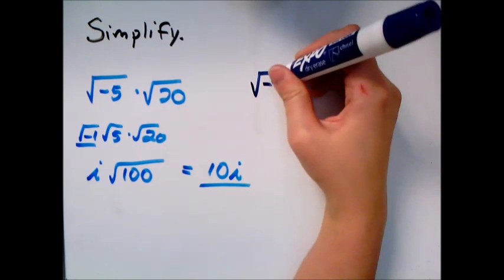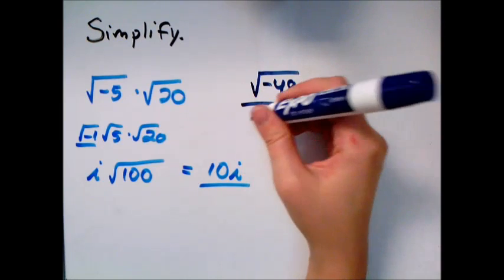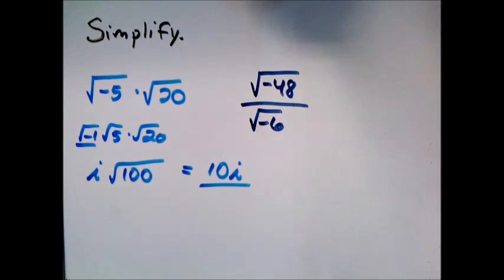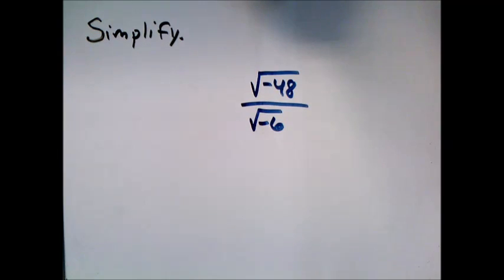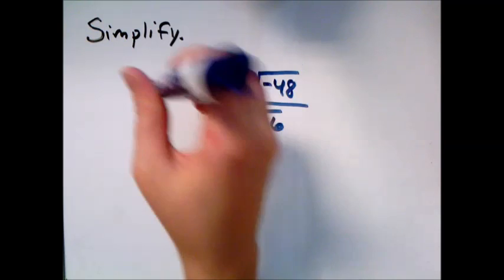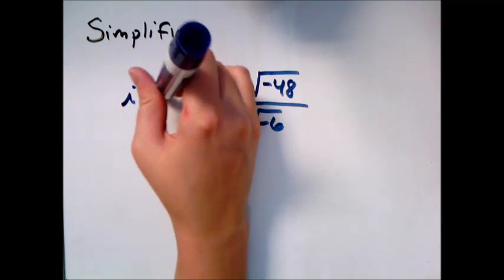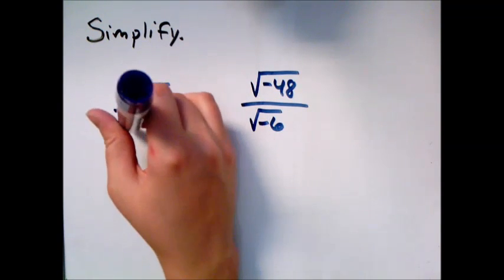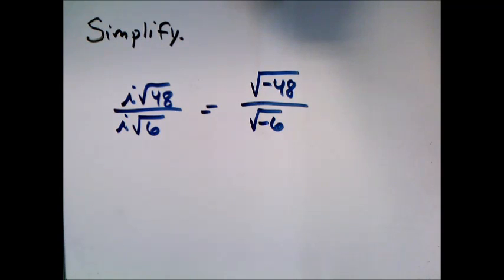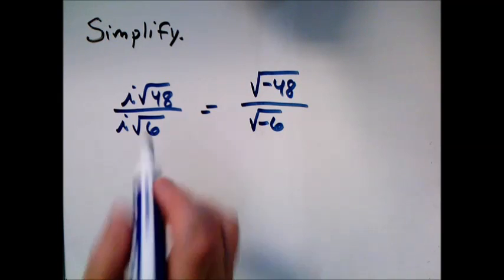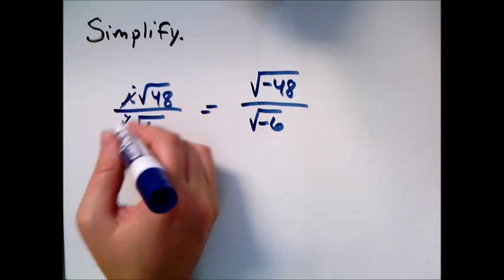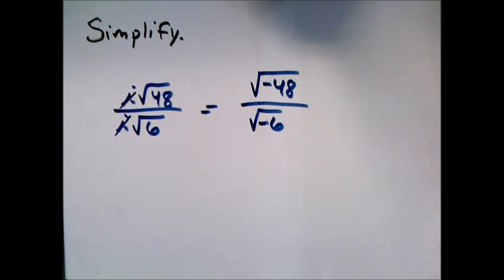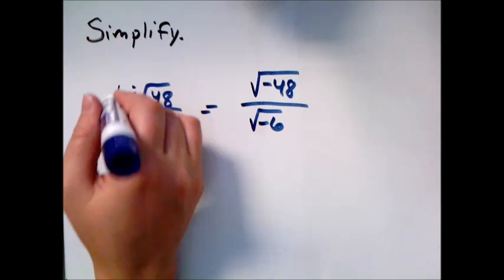So square root of -48 over square root of -6. All right, so on both of these, before I can do any steps, I have to pull the i out. So this is the same as i square root of 48 over i square root of 6, because they're both negative square roots. And so now if I'm looking at division, square root of 48 over square root of 6 I can combine, and i divided by i, just like anything divided by itself, gives me 1 over 1.